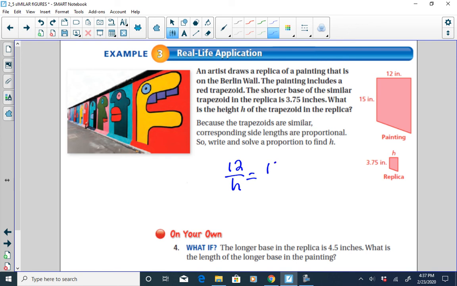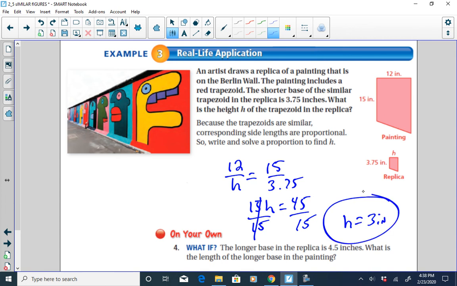15 over 3.75. When we find our cross products, right, 15 times h, we know that 15 times h is 15h. And then we have to multiply 12 times 3.75. So what is 12 times 3.75? That's going to be 45. And then when we divide both sides by 15, they cancel. h is going to be equal to 3. So the height in inches of the replica is going to be 3 inches.